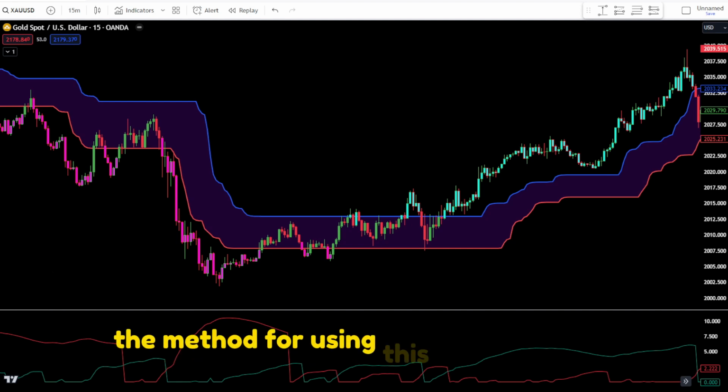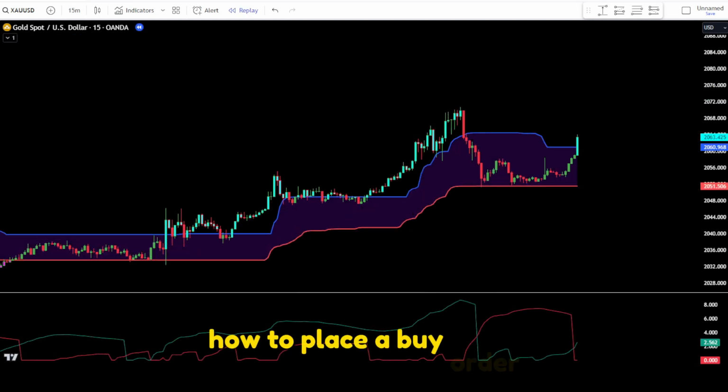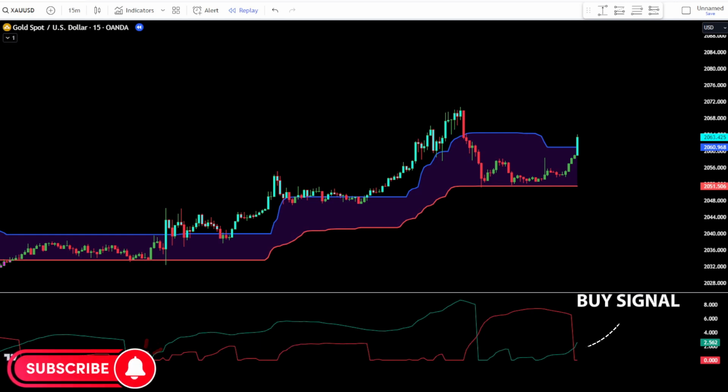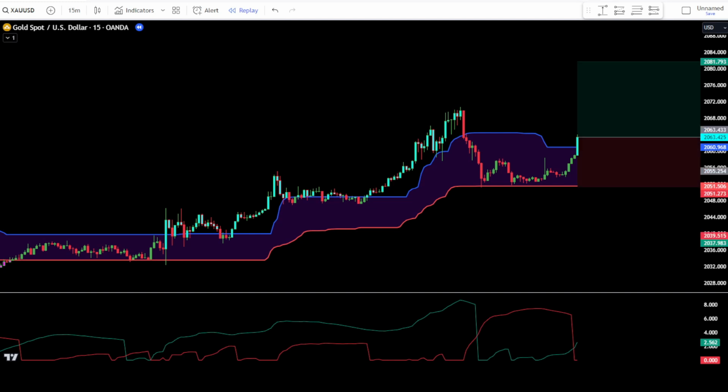The method for using this 15-minute gold scalping strategy is straightforward, and you just need to follow these steps. How to place a buy order. 1. When the Andean Oscillator signals a buy entry, pay attention to the price candlestick. 2. Ensure that the price candlestick has broken out to the upside, meaning the candlestick color has changed to navy blue. 3. If all conditions are met, you can place a buy order after the candlestick is closed. 4. Set the stop loss at the latest swing low. 5. Use a target take profit with a risk and reward ratio of 1 to 1.5.